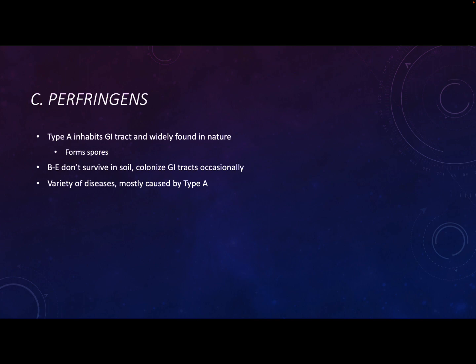So type A is the one that we would see, like the strain, I guess you'd call it type A. It's found in the GI tract and in nature. It does form spores. B through E don't really survive in the soil, and they can sometimes colonize the GI tract. They don't form spores as readily. That's why they don't do well in the soil. Again, it causes a variety of different diseases, and type A is just the most common type of Clostridium perfringens that we see.